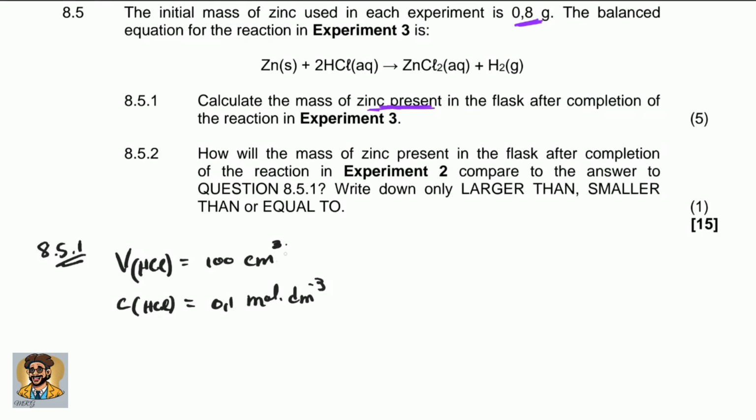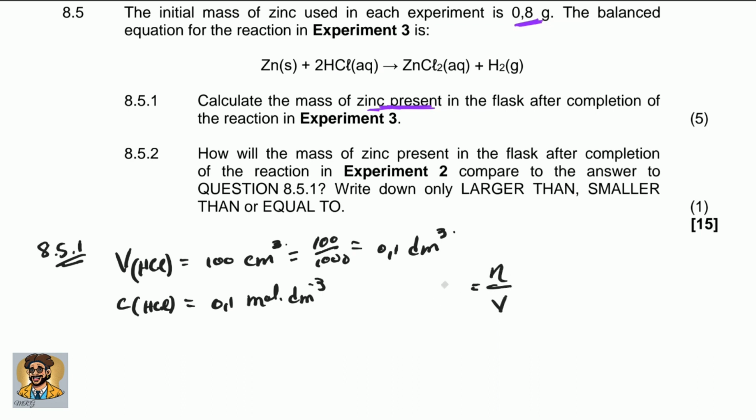Alright, here is the data, but we have to convert cubic centimeter to decimeter cubic. Guys, you divide by 1,000. That will give you 0.1 decimeter cubic. Now we are going to calculate the number of moles. Let's write the formula of concentration. Concentration is equal to number of moles divided by volume.